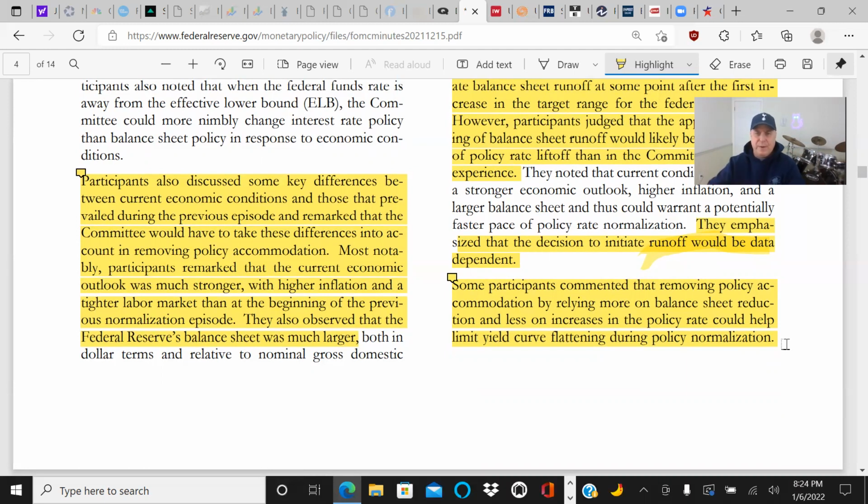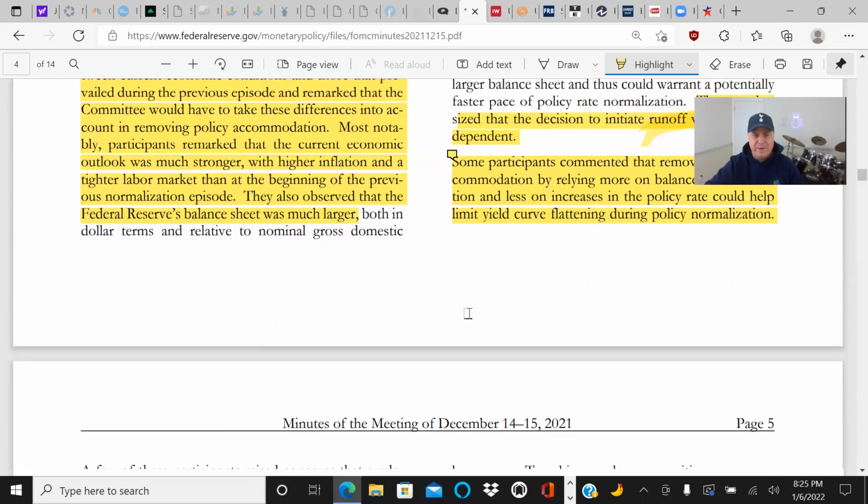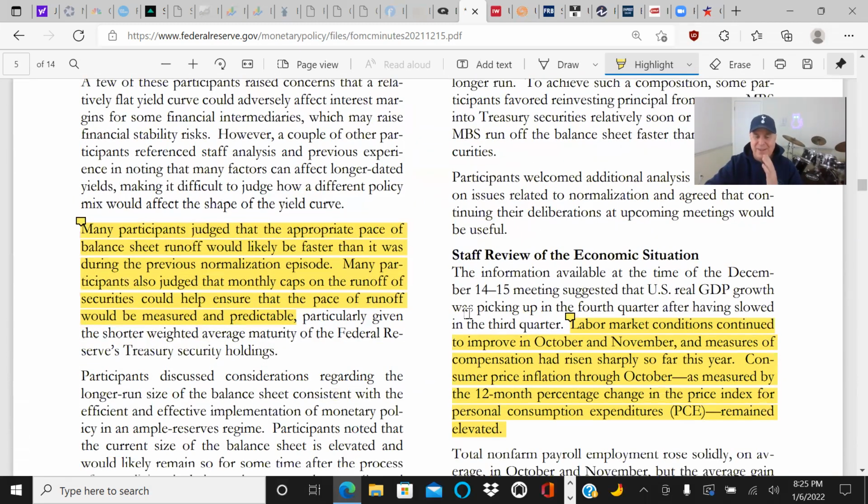So now they're saying, remember they emphasized that the decision to initiate would be data dependent, right? So they're saying, what if we start running off our balance sheet? We're going to send more bonds out there, right? And that means that the interest rates are going to go up. Well, if we're already sending the interest rates up and that's curbing inflation, then why would we need to lift interest rates? We're already doing it, right? So that's what they're talking about here. And again, this is a discussion. Nobody said that they're actually going to do it.